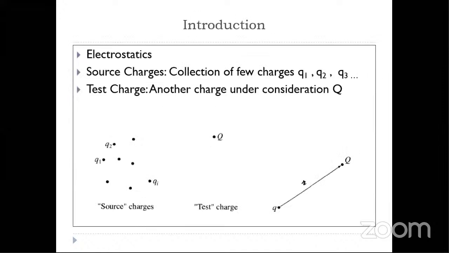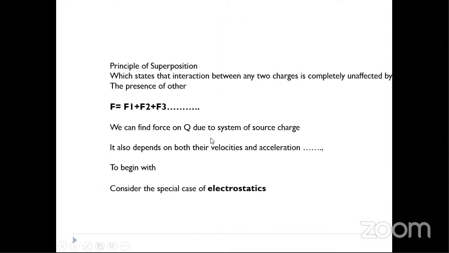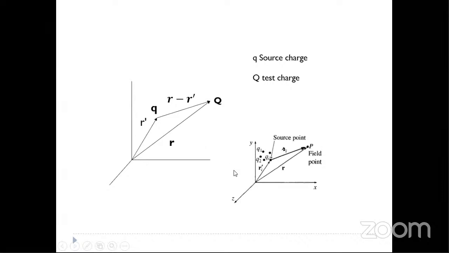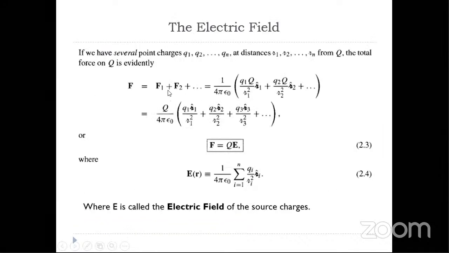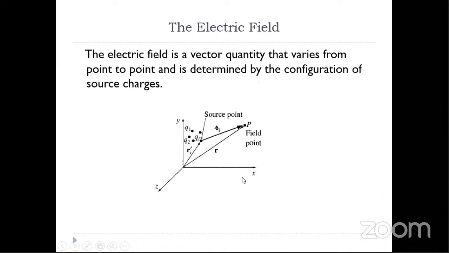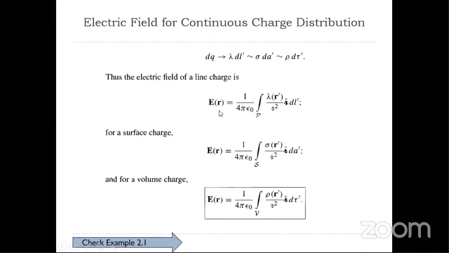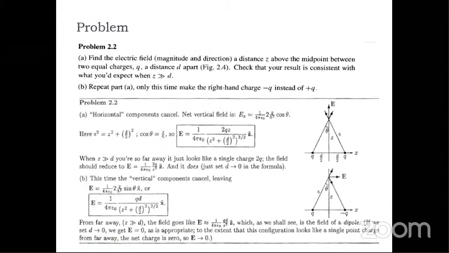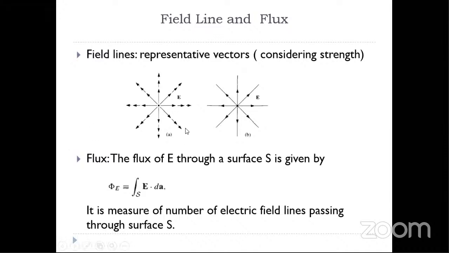We are attempting either discrete charges and a field point, principle of superposition, geometrical representation, Coulomb's law, principle of superposition and total force, then electric field due to discrete charges. Then we shifted to continuous charges, how the electric field is being represented at different points, then some numerical part.